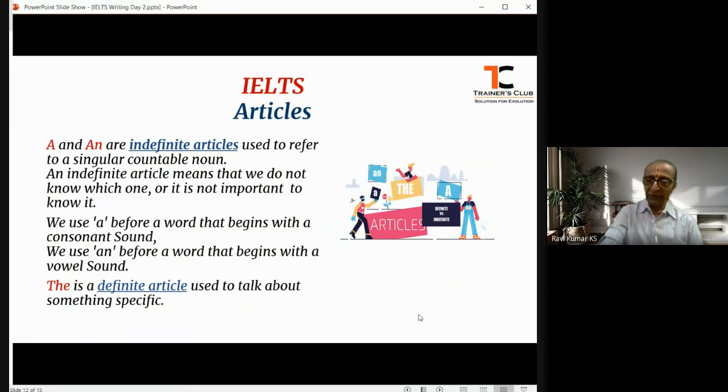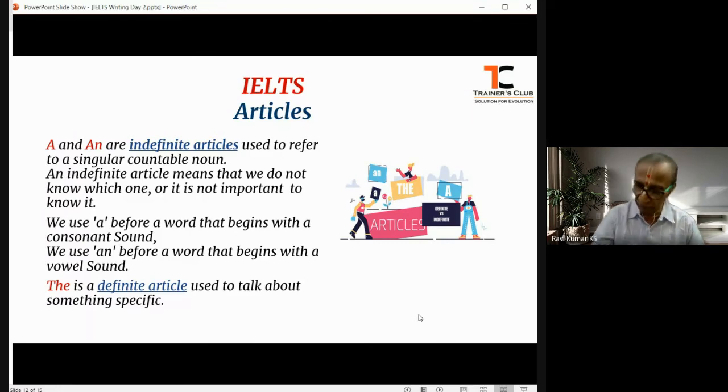There are two kinds of articles. Articles are not parts of speech, my dear friends. Articles are demonstrative adjectives. They are not parts of speech.